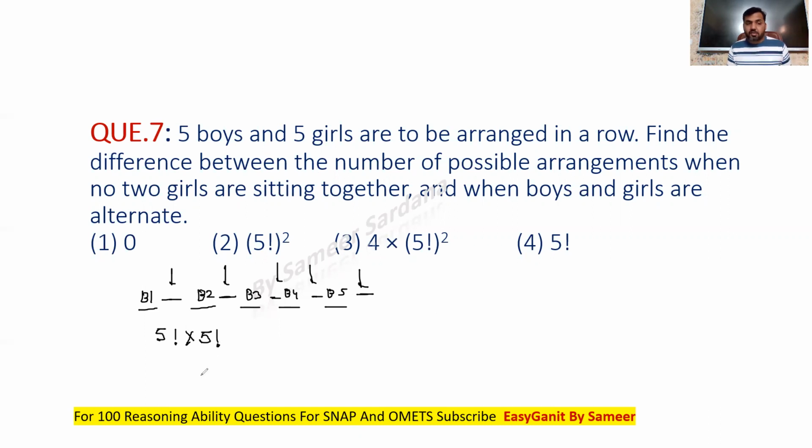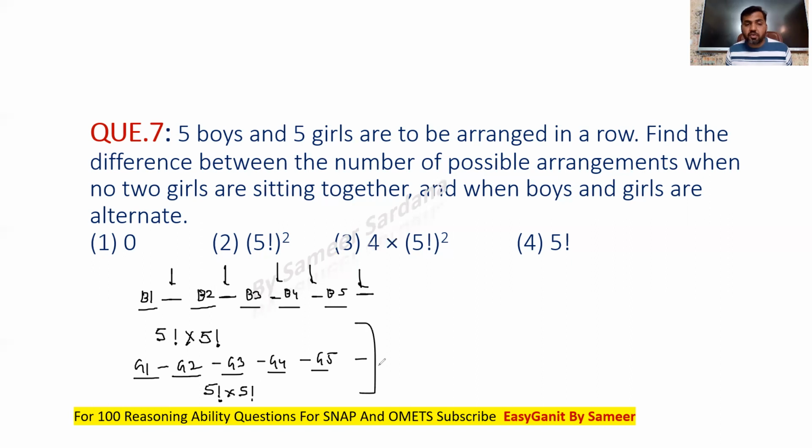But then there can also be the case when I'm asking girls to sit together first, right? Let's say that I'm arranging first the girls, right? G1, G2, G3, G4, G5. And then between these spaces, I'm asking the boys to sit. So 5 girls again can be arranged in 5 factorial ways. And then boys can be asked to arrange in 5 factorial ways. So total would be the addition of these 2. And this would be 2 multiplied by 5 factorial multiplied by 5 factorial. So if I want boys and girls to be alternate, the total number of possible ways will be 2 multiplied by 5 factorial multiplied by 5 factorial, right?